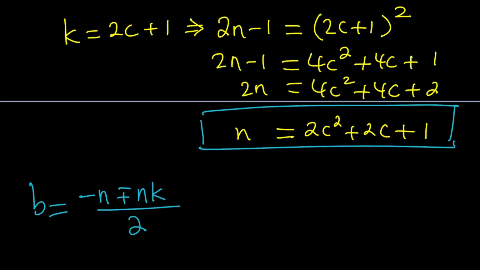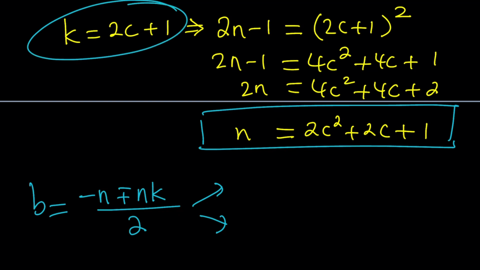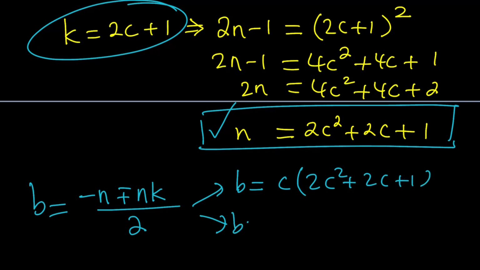And now from here, if you do all the necessary substitutions, replace k with this, replace n with that, you're going to get the 2 results. Okay, I'm going to spare you the trouble. The b values are going to be like this: c times 2c squared plus 2c plus 1. That's one of the b values. The other b value is kind of weird because it contains a negative factor, like the opposite of c plus 1. But the second factor is going to be the same.